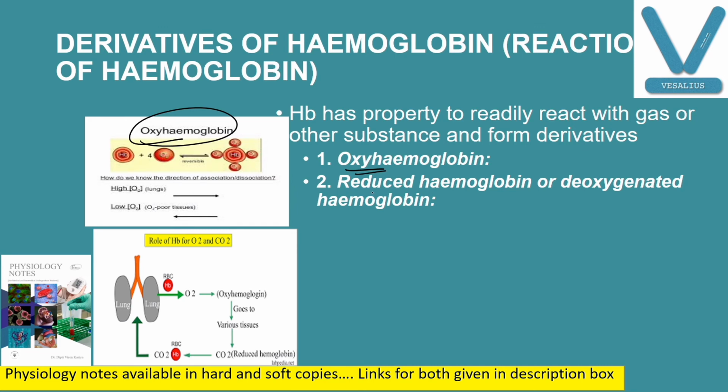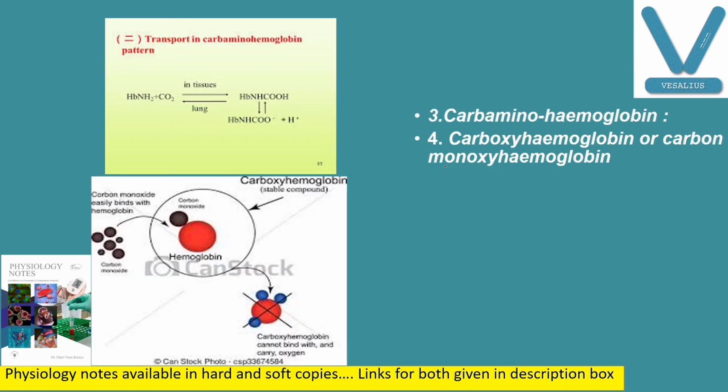Then reduced hemoglobin, also known as deoxygenated hemoglobin. You can see here, when oxygen is released, HbO2 is converted into Hb plus O2, and this Hb is the reduced or deoxyhemoglobin. Okay. The third variety is carbaminohemoglobin, which is the combination of carbon dioxide with the hemoglobin.